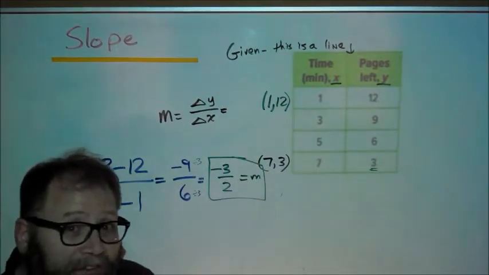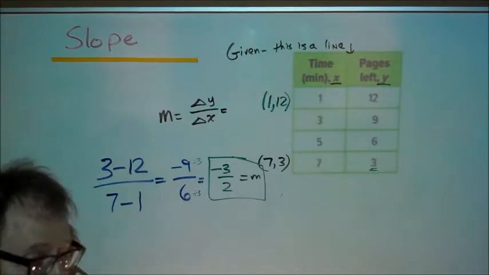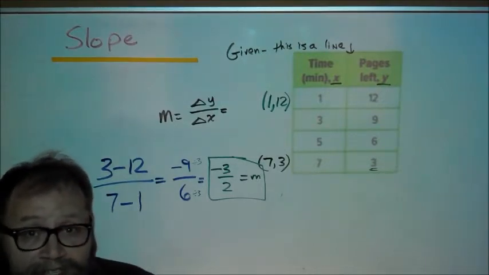Now, what do we know about that? What does that negative 3 over 2 actually mean? Does that mean the line is increasing or decreasing?